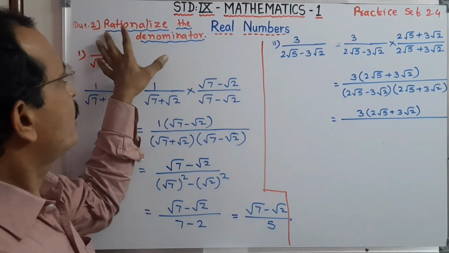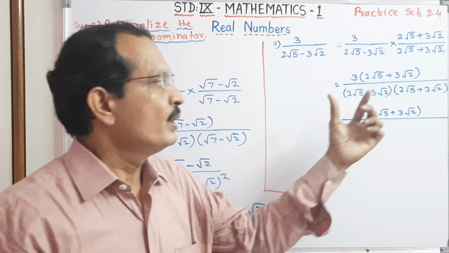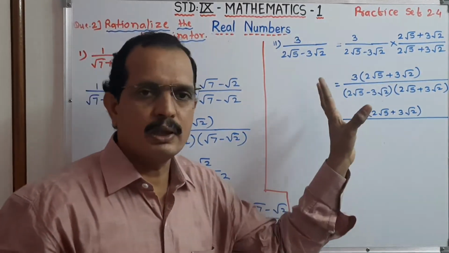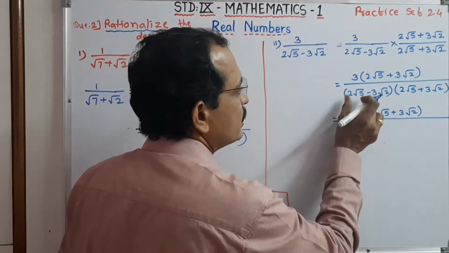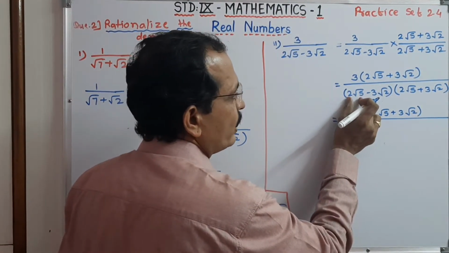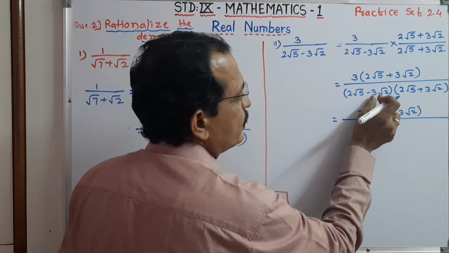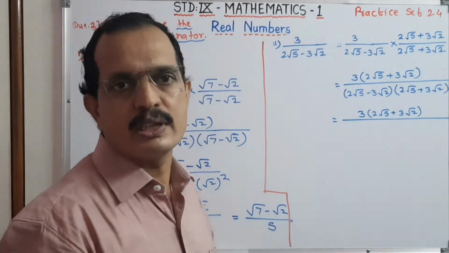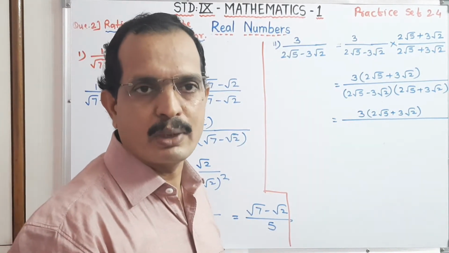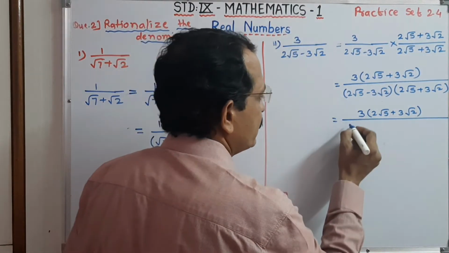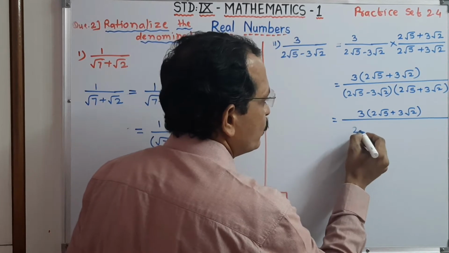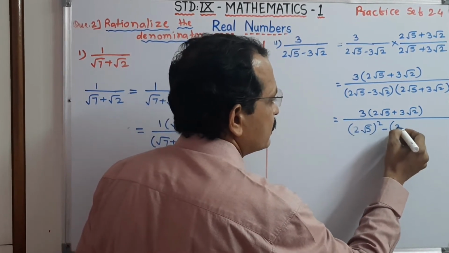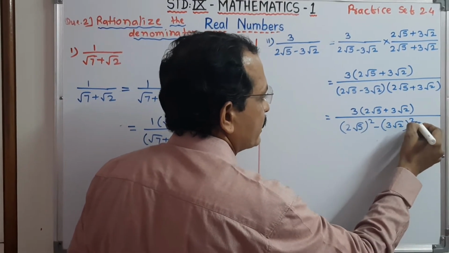The question is that we have to rationalize the denominator. We have to concentrate on the denominator. No need to do the multiplication in the numerator, leave it as it is. Now see again here: 2 root 5, it is 2 root 5; 3 root 2, 3 root 2. Since it is plus and minus, we have to use the expansion formula for a square minus b square. Now see here, a means (2 root 5) bracket square minus (3 root 2) bracket square.